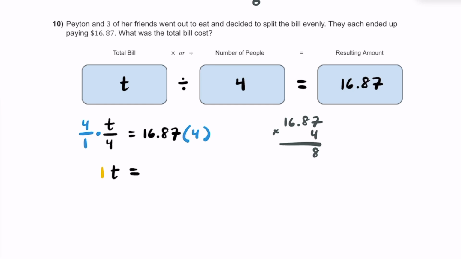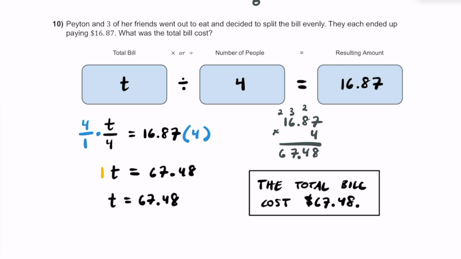7 times 4 is 28, carry the 2. 8 times 4 is 32, plus the 2 is 34, carry the 3. 6 times 4 is 24, plus the 3 is 27, carry the 2. 4 times 1 is 4, plus the 2 is going to be 6, and we need 2 decimal places, so I think we're looking at 67.48. So the 1t is really just t equals, or the total bill is going to be $67.48. So we can say that the total bill for Peyton and her 3 friends was going to be $67.48.